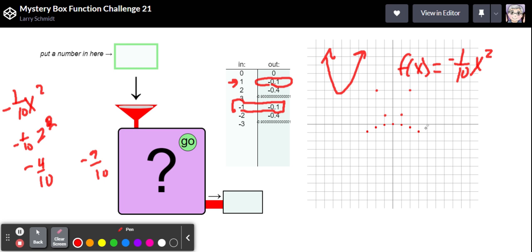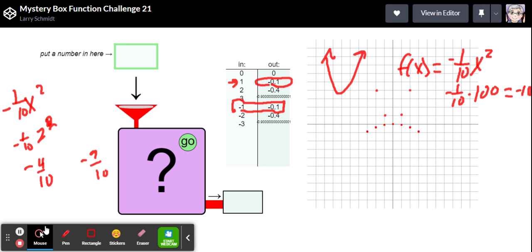Can we put one more number in here and test it? I think I'm going to put in the number 10, because 10 squared would be 100, and 100 times negative 1/10 would equal negative 10. So if we put in 10, we should get negative 10. Let me turn off this pen and give that a try. And we got a negative 10. Oh, and there it is way down here. I think we've got it.